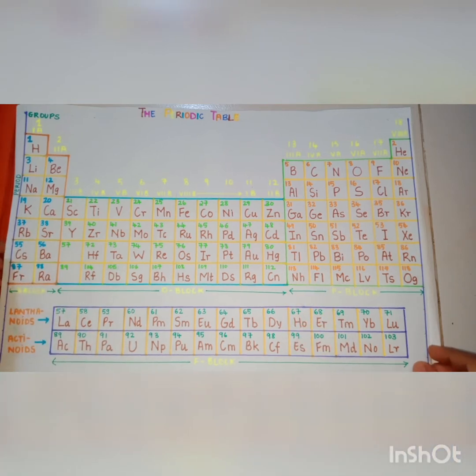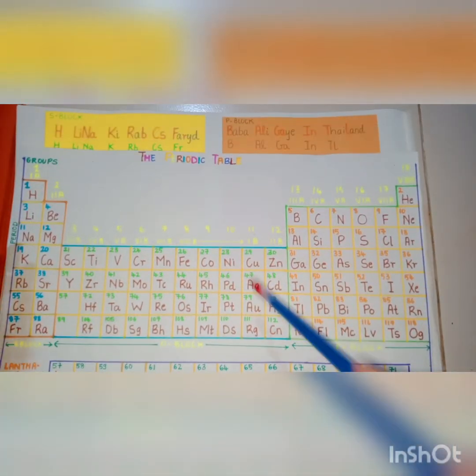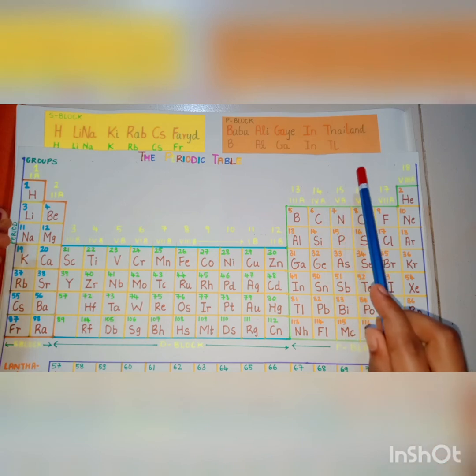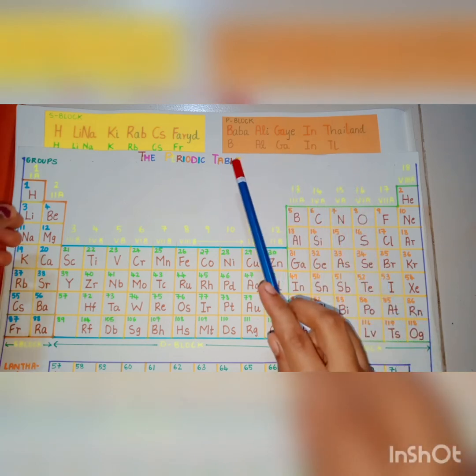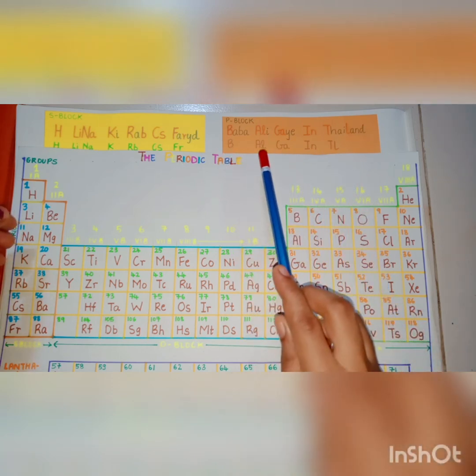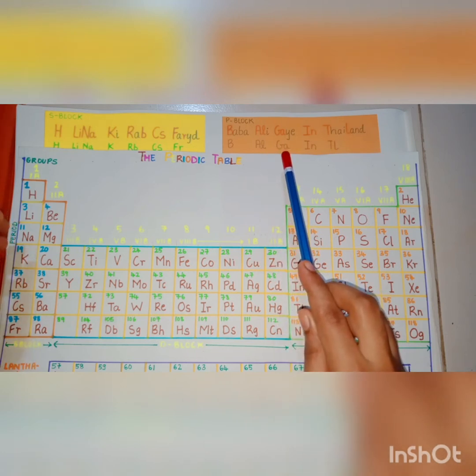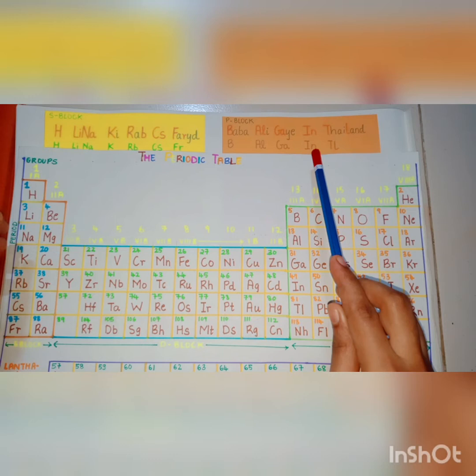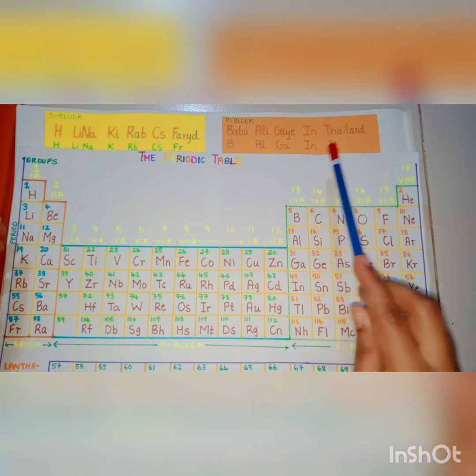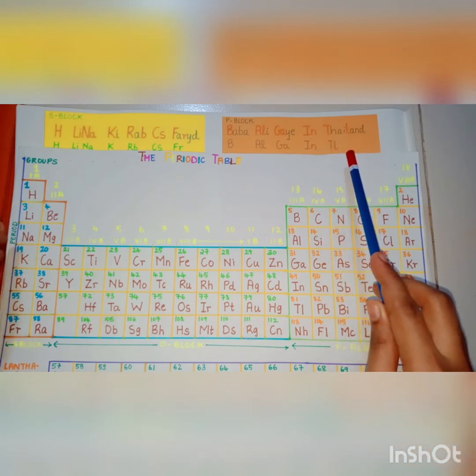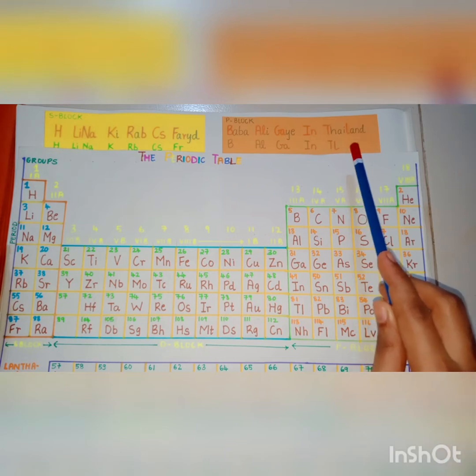The trick for boron family is Baba Ali Gaye in Thailand, in which B in Baba stands for boron, Al in Ali stands for aluminium, Ga in Gaye stands for gallium, In stands for indium and Tl in Thailand stands for thallium. Let us recall the trick.